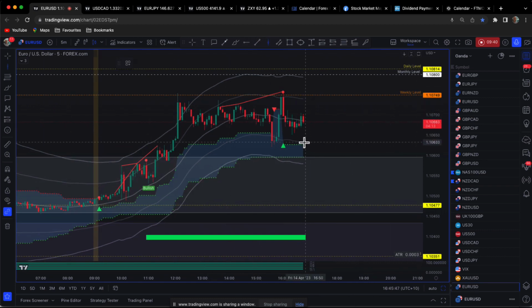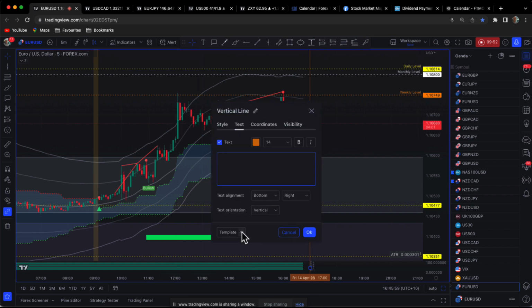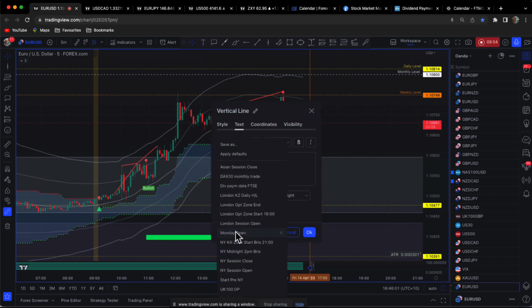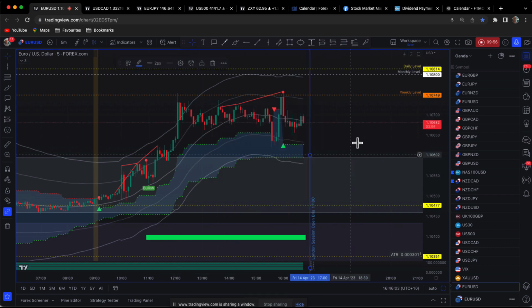All right, it's counter trend. These are green, it's bullish, and I'm shorting it. But what I'm looking at, have a look at this. This 1700 is the London Session Open, not New York. I'm in Brisbane, Australia, so that's my time. That's the London Session Open.